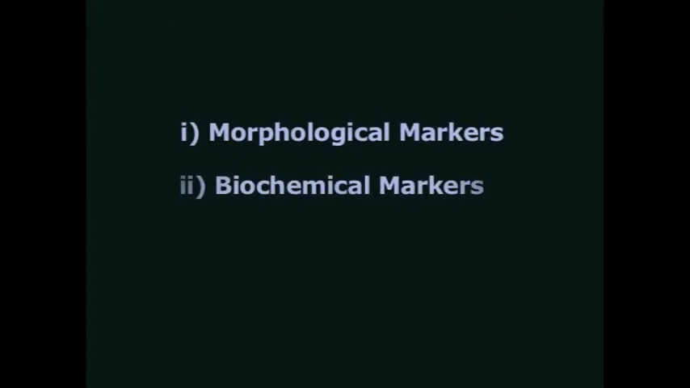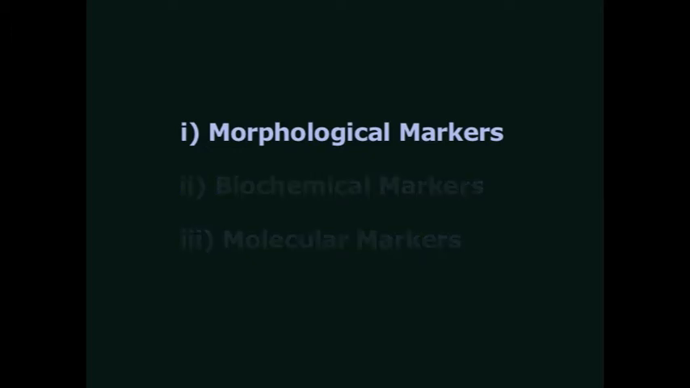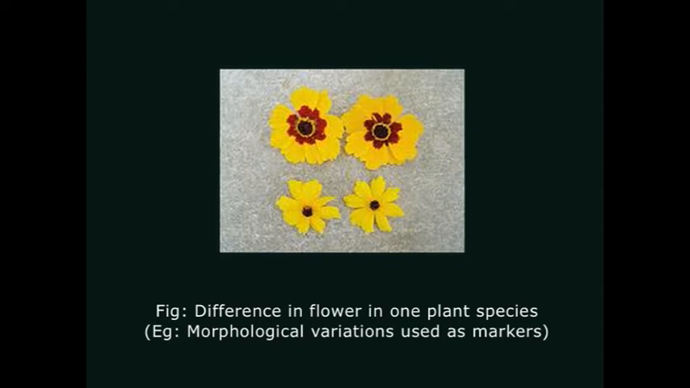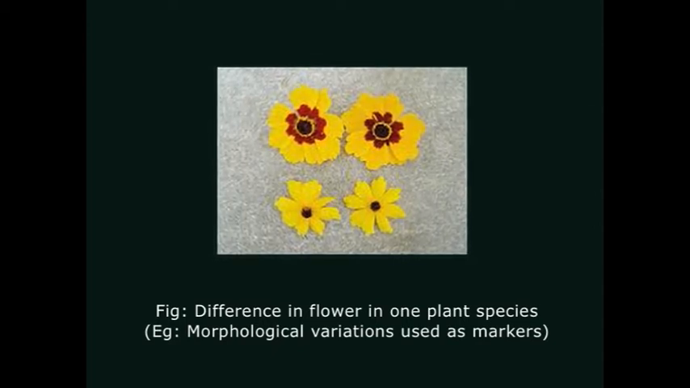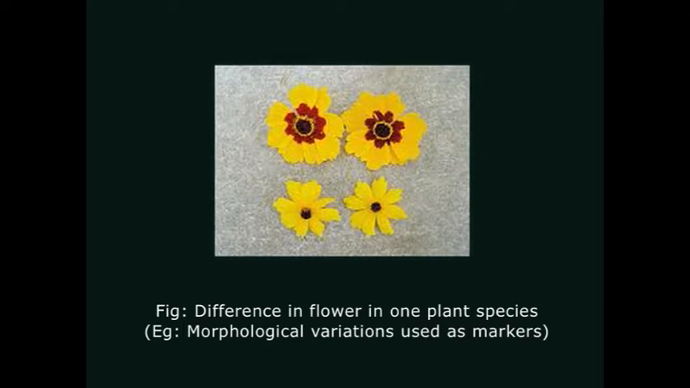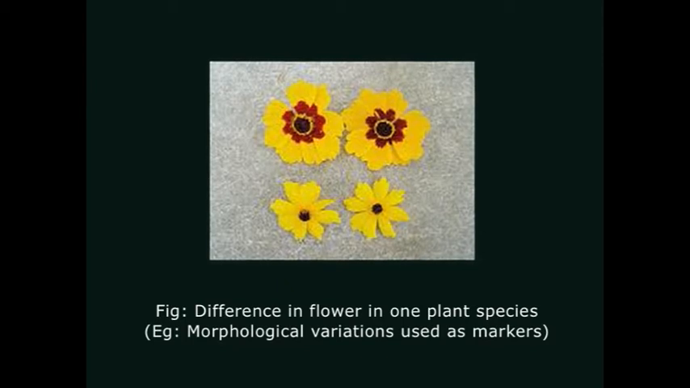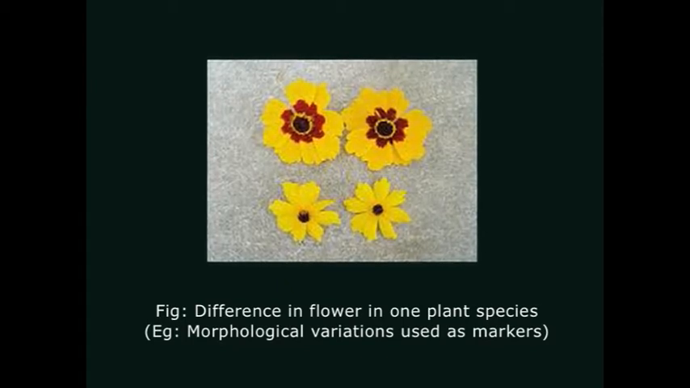Various markers used in plant breeding are morphological markers, biochemical markers, and molecular markers. We'll discuss the various markers used in plant breeding one by one. First, morphological markers. Morphological mutant traits in a population are mapped and linkage to a desirable or undesirable trait is determined, and indirect selection is carried out using the physically identifiable mutant for the trait.